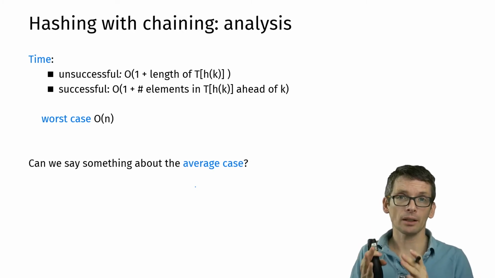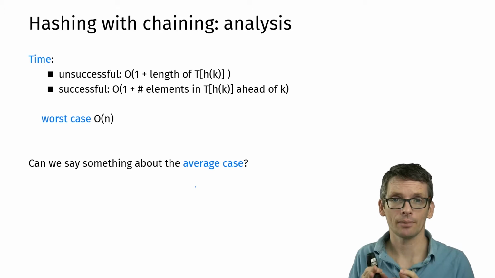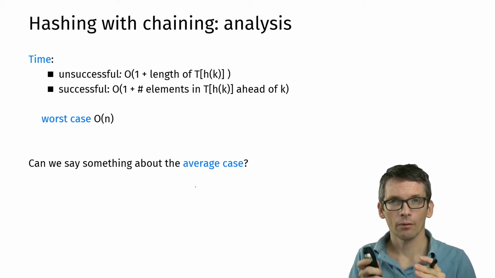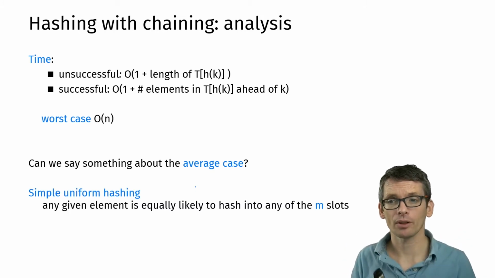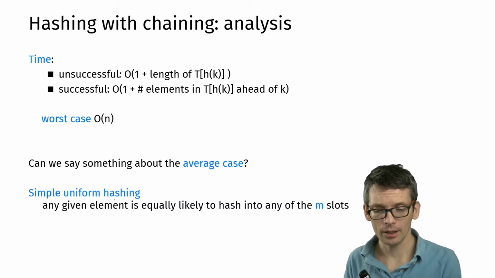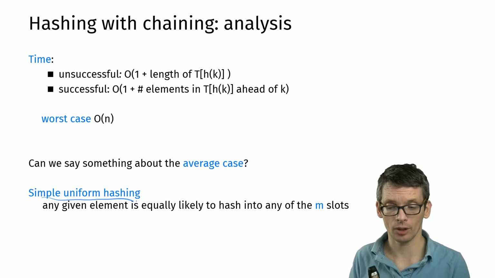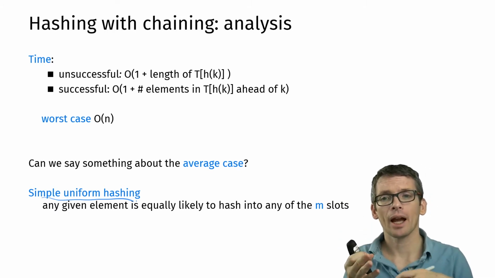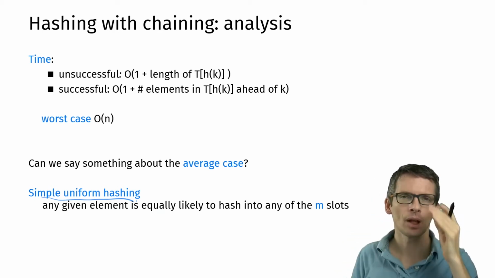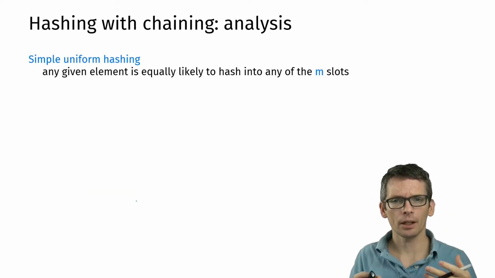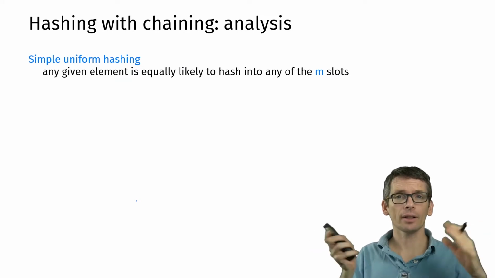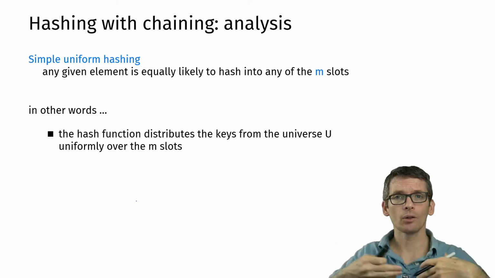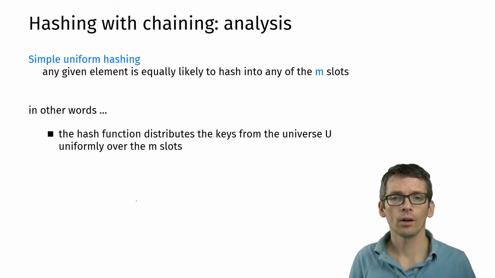What we expect is much closer to the average case. Let's analyze the average case running time for searching. For that, we need to have some assumption about the distribution, and what we're going to assume is a simple uniform hashing assumption. And what that means is that any given element is equally likely to be hashed into any of the m slots. So what does that mean? It means in particular that if I take all the keys from the universe and place them in a hash table, those would be uniformly distributed over the hash table.